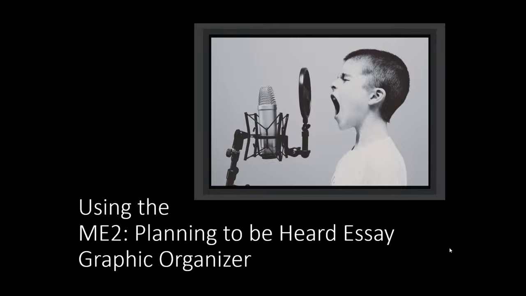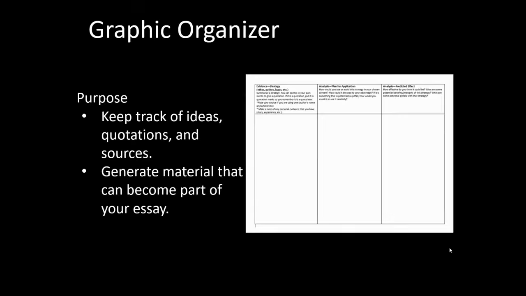So the graphic organizer looks similar to the one that we used in major essay 1. It's a place to keep track of ideas, quotations, because that's new for this essay, and the sources where you get those quotations. Remember that there's an approved list of sources. And the other thing that this graphic organizer is going to be doing is generating material that can become part of your essay. Really, the more time you spend filling out this graphic organizer, the more you're already going to have to plug into your essay when you start drafting it.